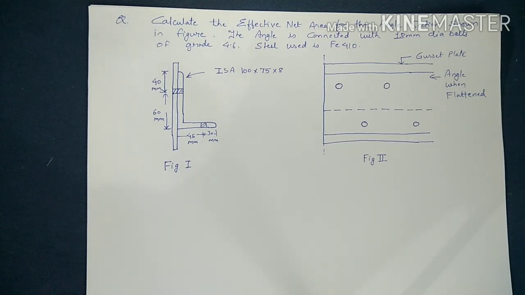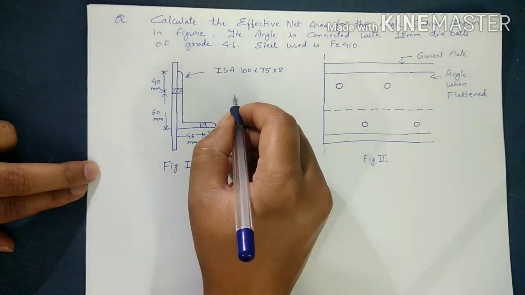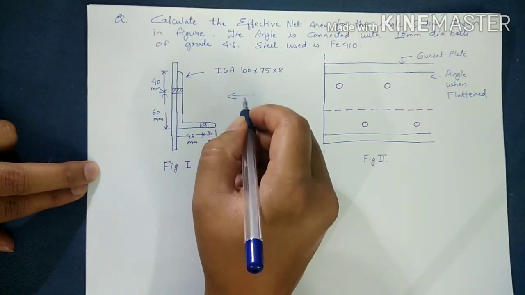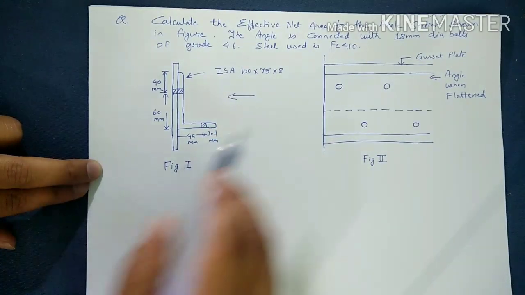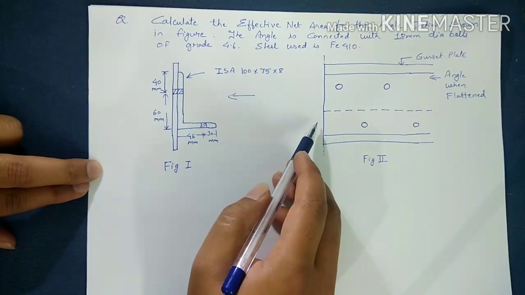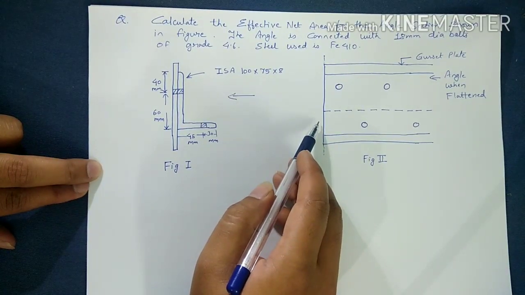We have two figures. You can see figure 1 and figure 2. Both resemble the same. The first figure shows the cross section and the second figure shows the front view when an individual is watching from this side. And this diagram shows the angle when it is flattened.